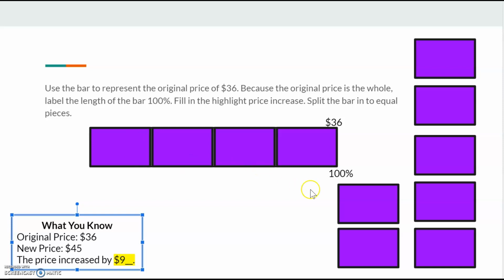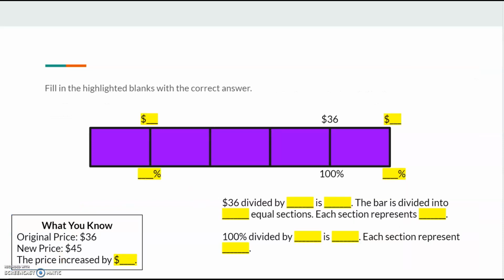Uh-oh, how much is that going to be? What's 100 divided by 4? Let's look at our next tile here. So we know, again, the price increased by $9. We know that this one is going to be $9 because 36, we already said that one price increase and that there were 4 pieces. So 100 divided by 4 is going to be 25. It's going to be 25%, because 25%, then we have 50%, 75%, then 100%.